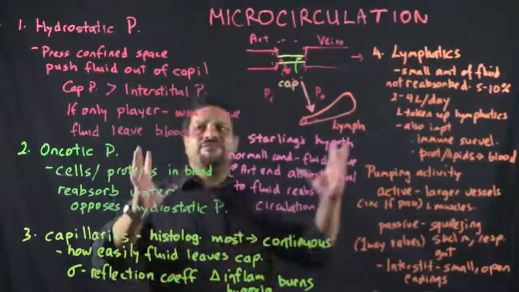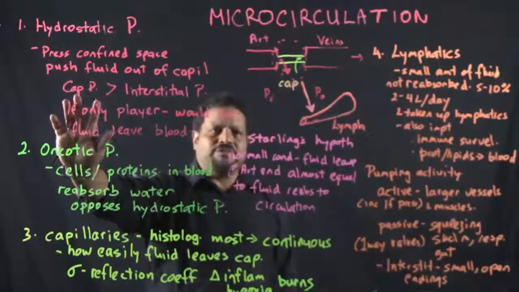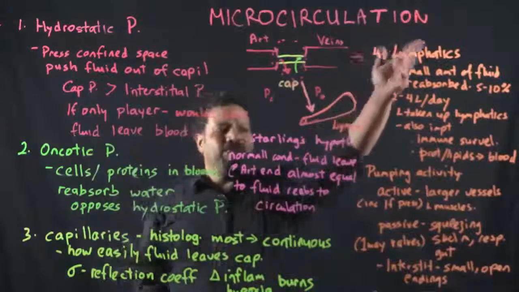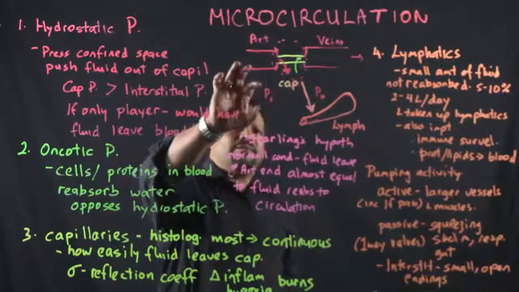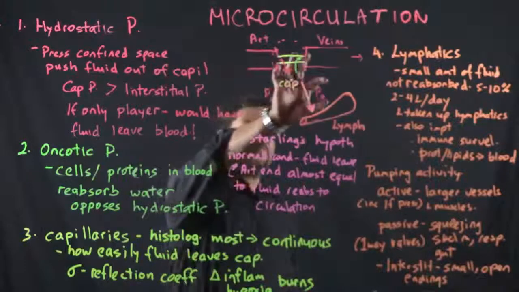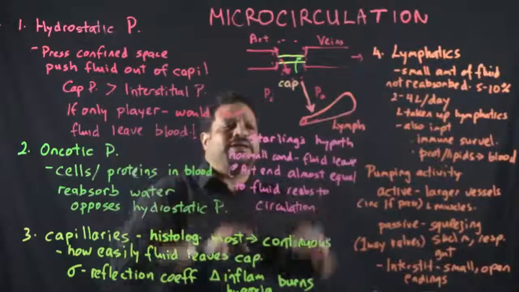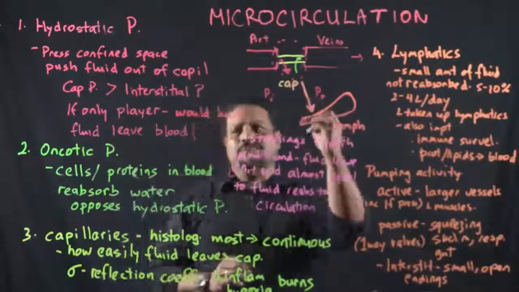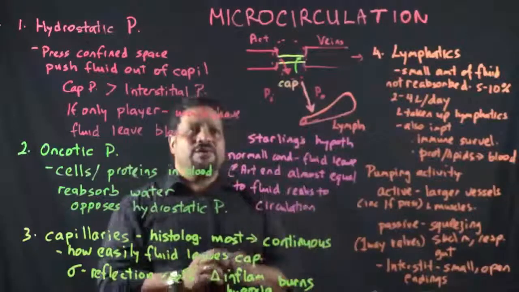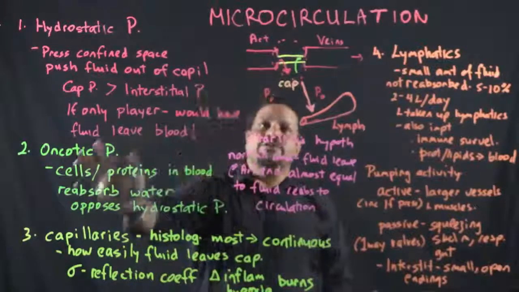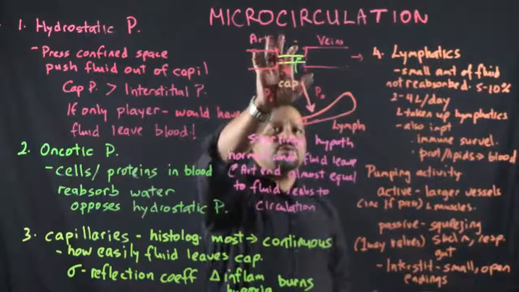So what we have here is four players. We have the hydrostatic pressure, we have oncotic pressure, we have the capillaries, and we have the lymphatics. The hydrostatic pressure is basically the pressure difference between the pressure going in and the pressure out across those capillaries. That hydrostatic pressure forces liquid out. Okay, and if that was the only player, we'd just have fluid leaving the blood constantly. That would be terrible. But we also have oncotic pressures, shown in green, which causes reabsorption of fluid into the capillaries when those pressures are lower.